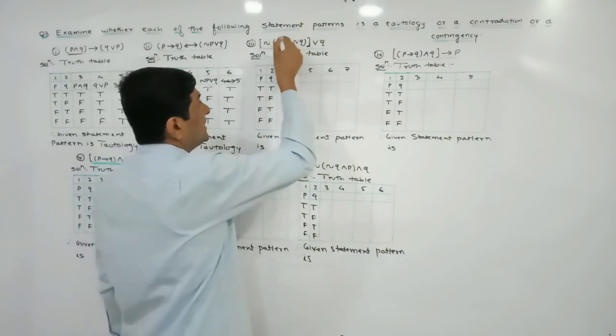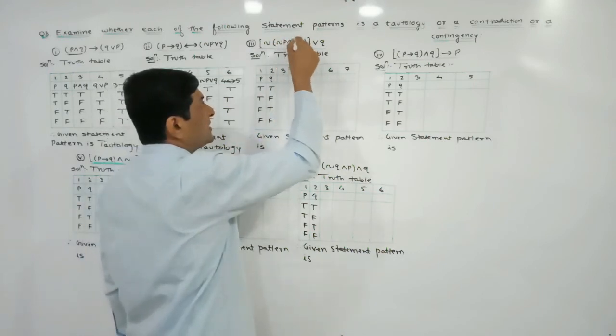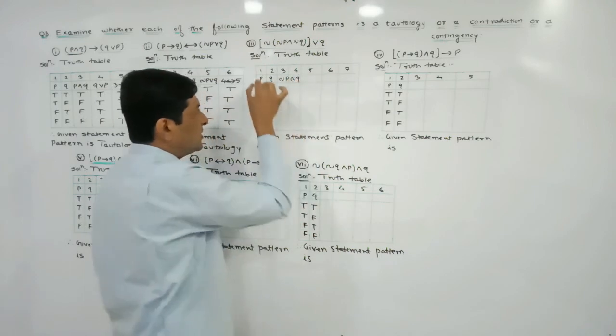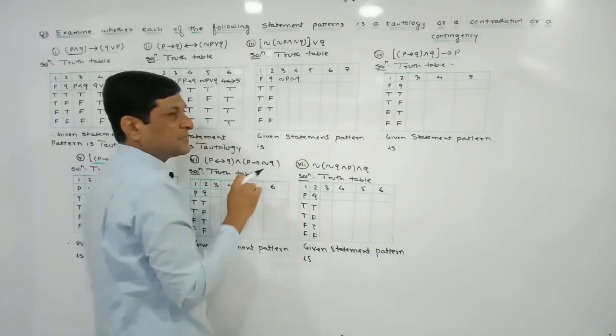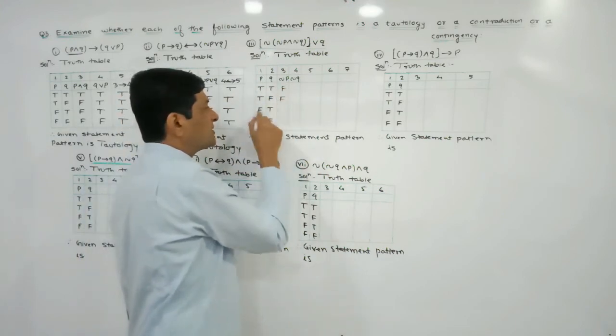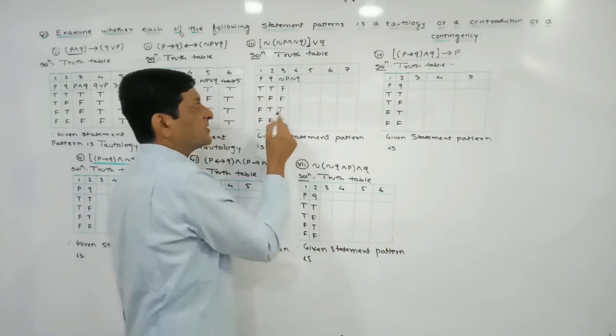So here, let us first find out the truth value of negation P and negation Q. From the truth value of P we will get its negation. Negation of true is what? False. Negation of true is false. Negation of false is true.